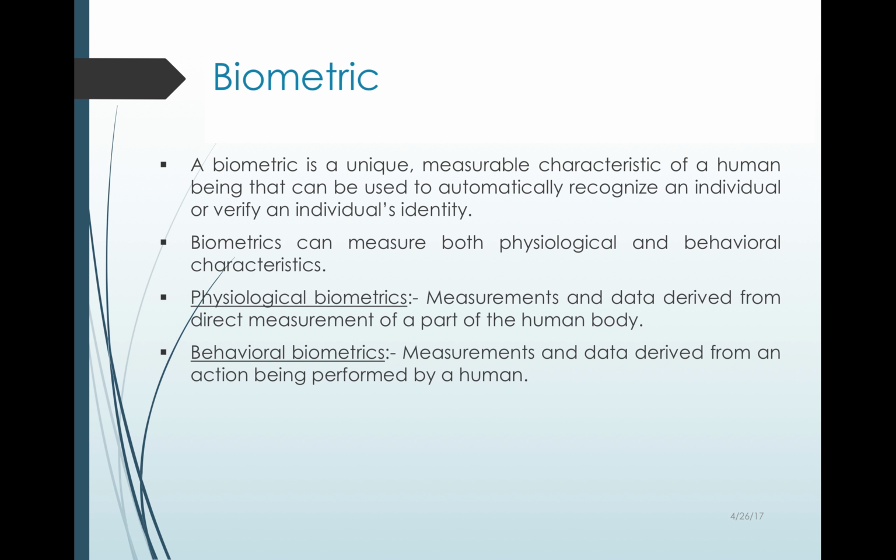Now, what is a biometric? A biometric is a unique, measurable characteristic of a human being that can be used to automatically recognize an individual or verify an individual's identity. Biometrics can measure both physiological and behavioral characteristics. Physiological biometrics are measurements and data derived from direct measurement of a part of the human body. Behavioral biometrics are measurements and data derived from an action being performed by a human.